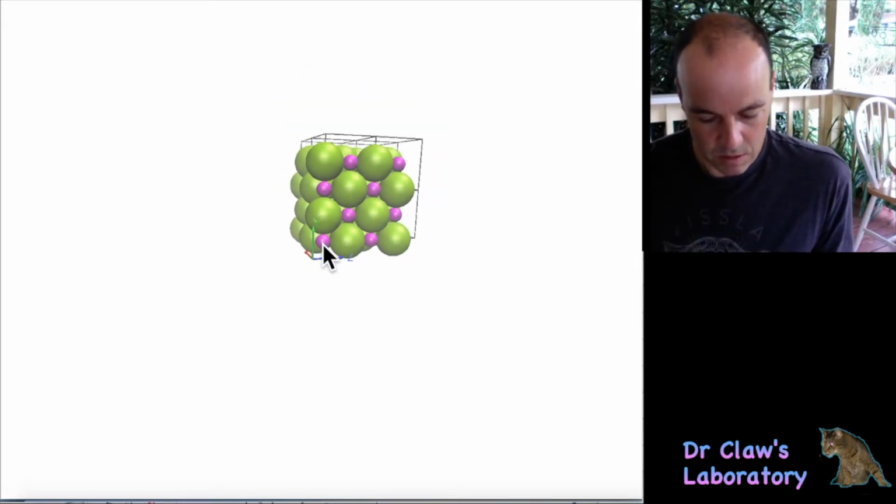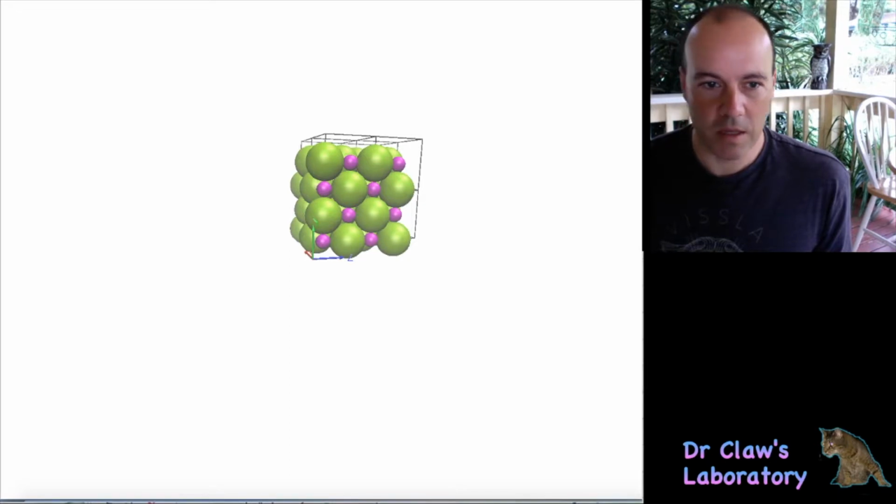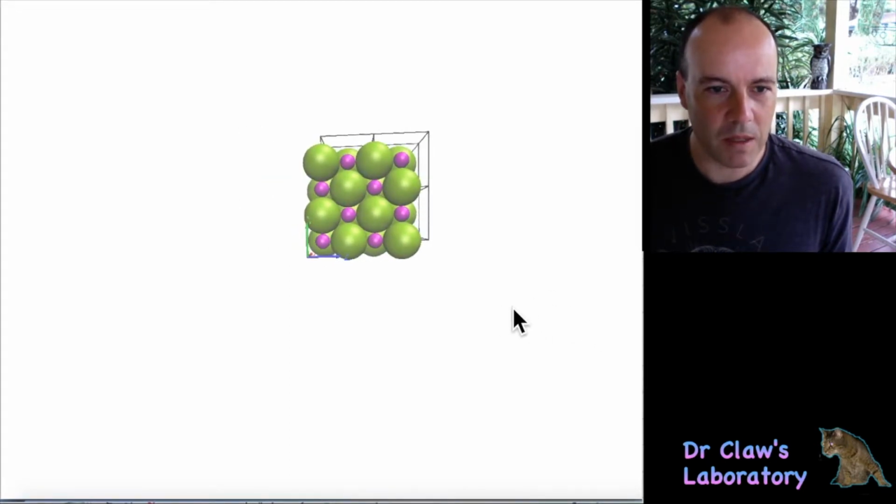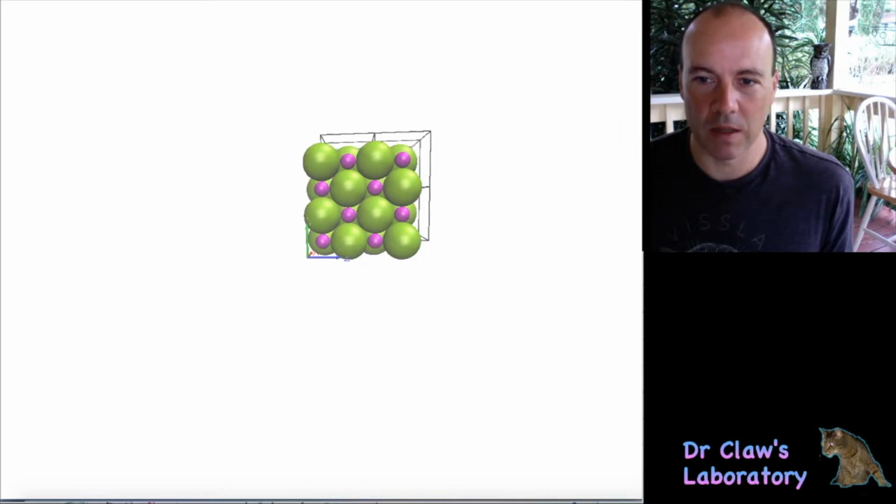So let's draw these a little bit smaller. Now, do you see how each of the atoms would be surrounded by 6 neighbors? You see this chloride would have 4 neighboring sodium ions, and then 1 behind it, and then 1 in front of it. But let's draw it a little bit smaller so we can see better.